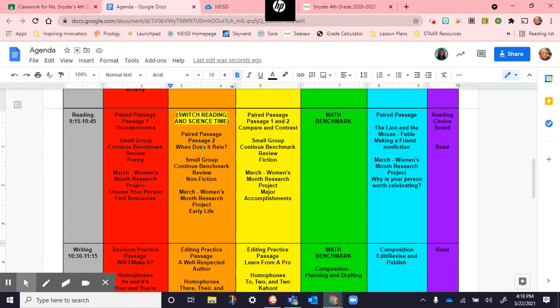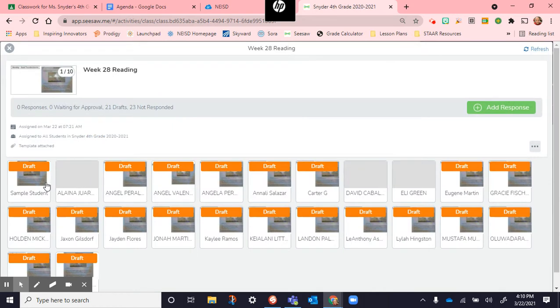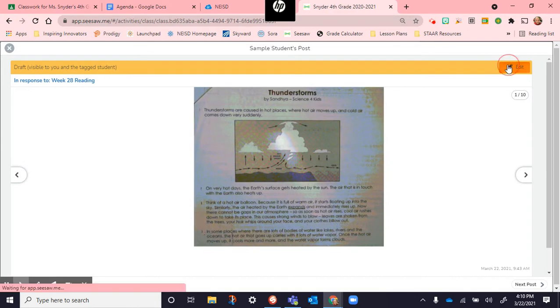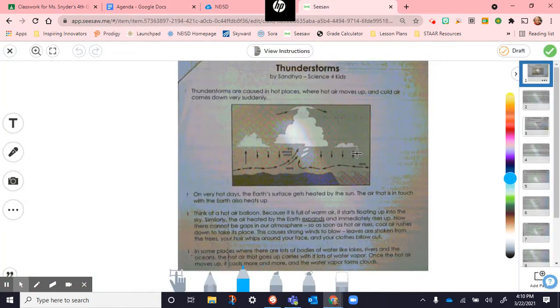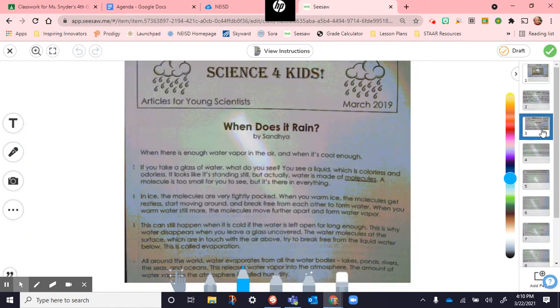So you'll do your paired passage, that passage number 2, When Does It Rain? So if you go into Seesaw, you go to your activities, and you go to week 28 reading, open up. And so today we read Thunderstorms, and we talked about, and we wrote in our journal about what the main idea is. What was this whole passage about? And then also, what do we think the author's purpose? Like, why did the author choose to write this?